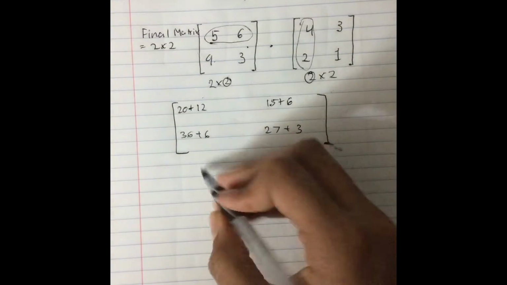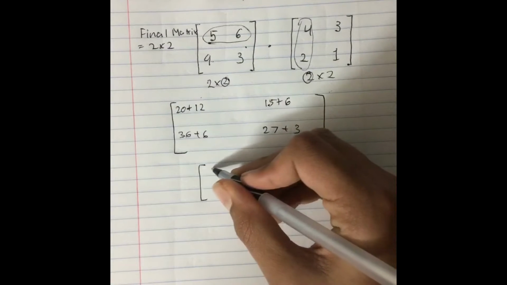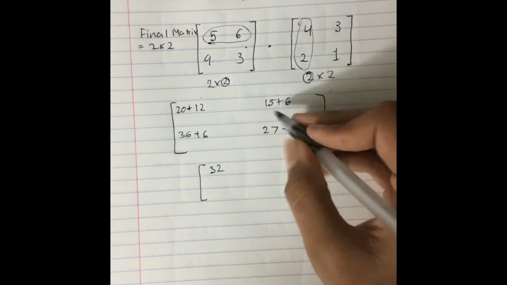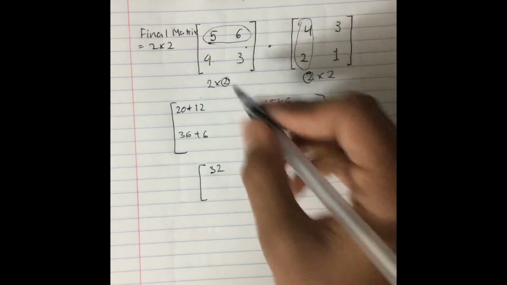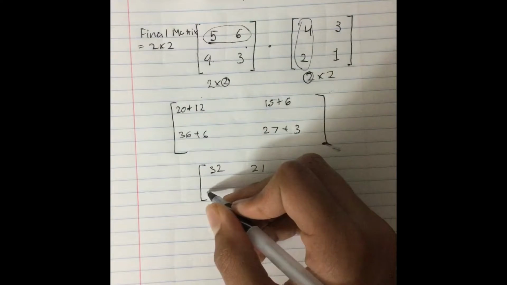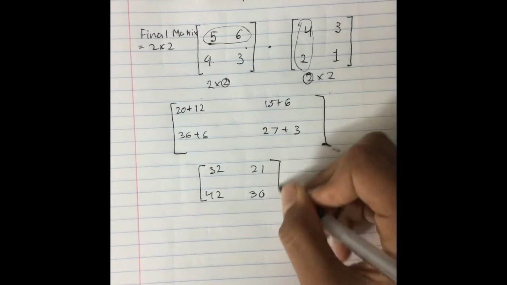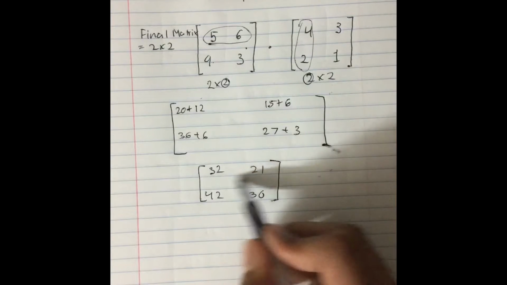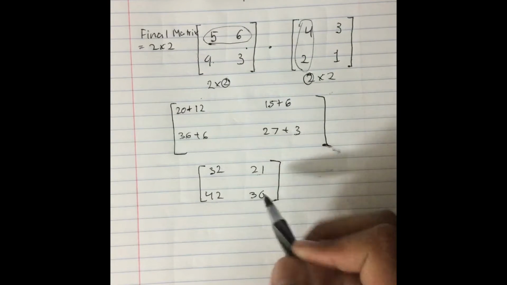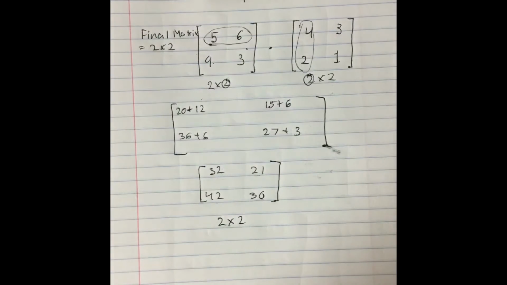Now, if we simplify this, it'll be 32, it'll be 21, 42, and 30. And as I told you at the beginning, it would be a 2 by 2 matrix, and this indeed does have 2 rows and 2 columns, so it is a 2 by 2 matrix.